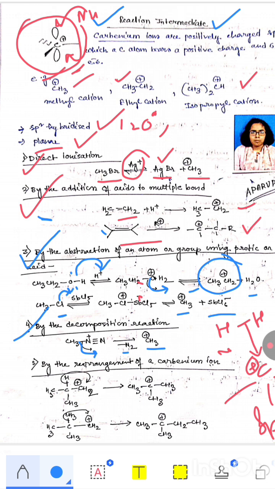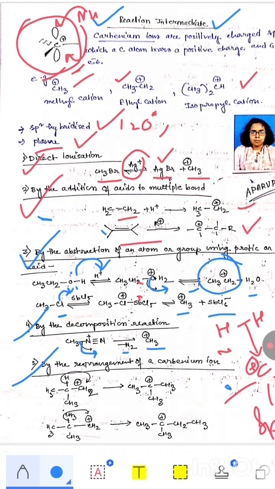Okay. Next one, by the rearrangement of a carbocation. Always remember that a carbocation or carbonium ion is a short-living species, that's why it is called an intermediate. But still, sometimes during the reaction they have enough time, and in that case some rearrangement can occur, and by this rearrangement the most stable carbocation can be produced.